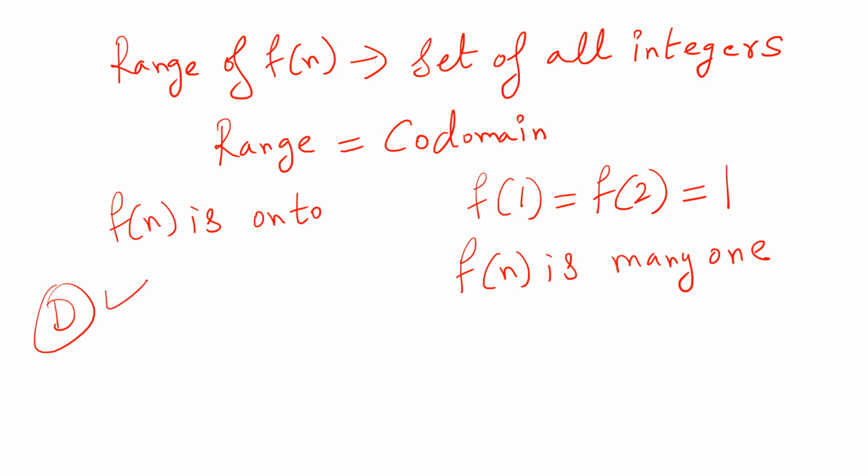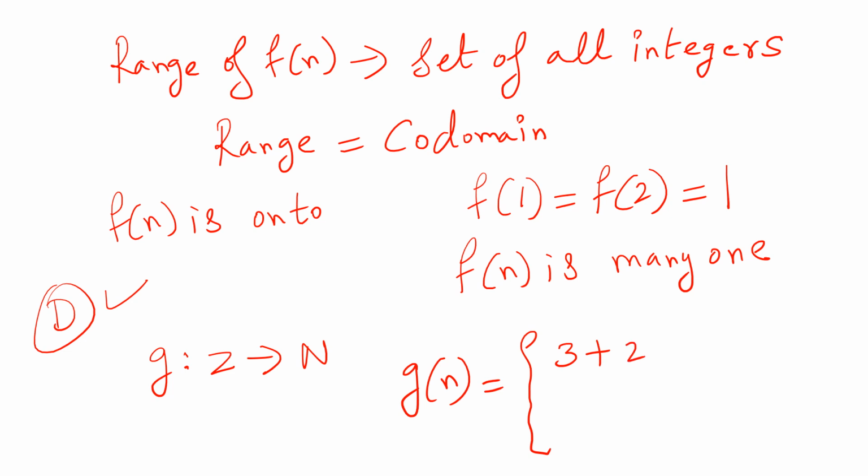Now students, we discussed the function g of n. Now g is a function that is defined from Z to N, and it is given as g of n equal to 3 plus 2n when n is greater than or equal to 0, and this is minus 2n when n is less than 0. Now students, we will discuss the one-one and onto nature of the function g of n.